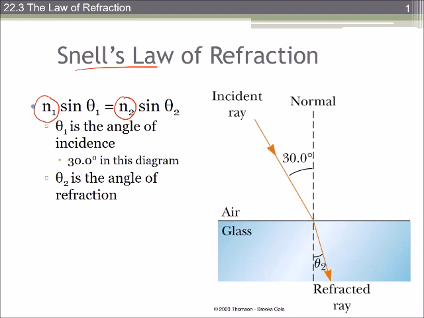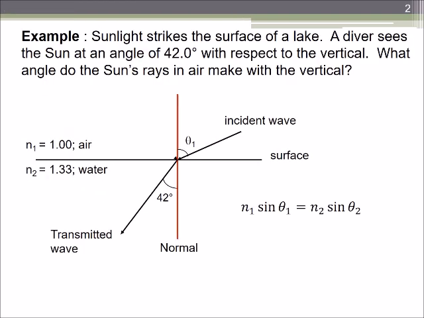So Snell's law states that the index of refraction, so how much slower or faster the speed of light is in the material, times the sine of the angle is equal no matter what materials you go into. So here our incident angle is 30 degrees and our refracted angle is theta 2. So now we're going to practice doing the mathematics. We know the index of refraction for air is 1 and 1.33 for water.